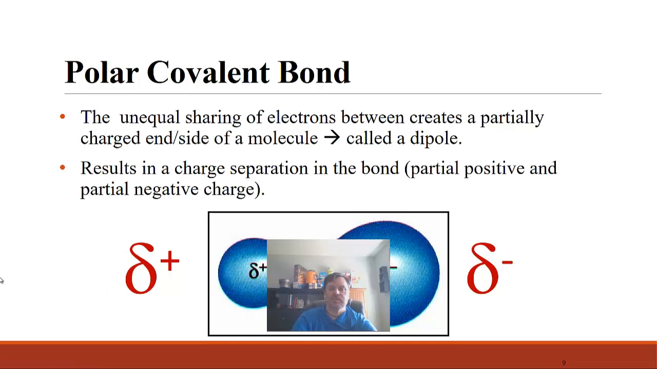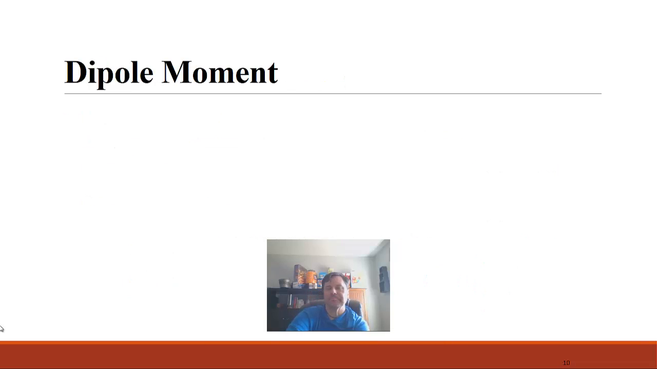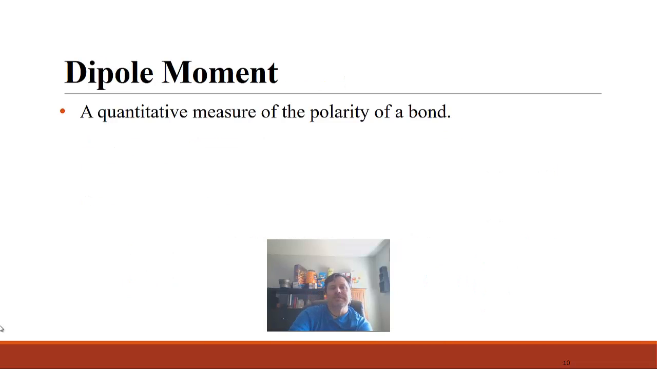Remember, these charges, this positive here and this negative, are not full charges like we would think of with anions and cations. It's a partial charge. Okay, we get a separation in these charges, a partial positive and a partial negative side. So basically, this dipole moment is a quantitative measure of the polarity of a bond. How polar is a bond?